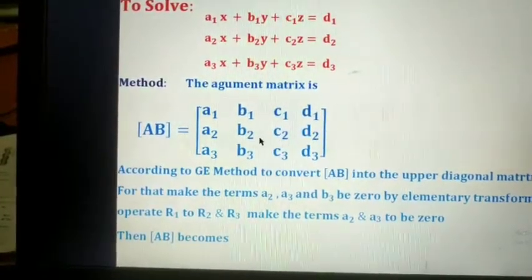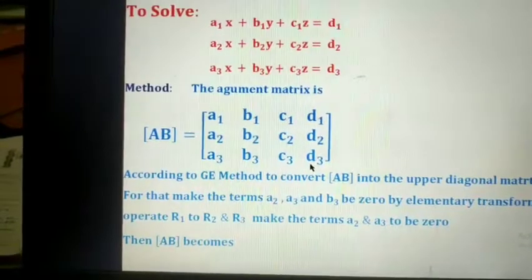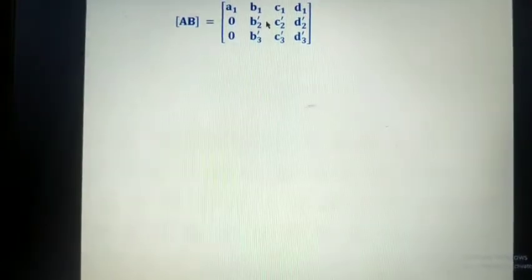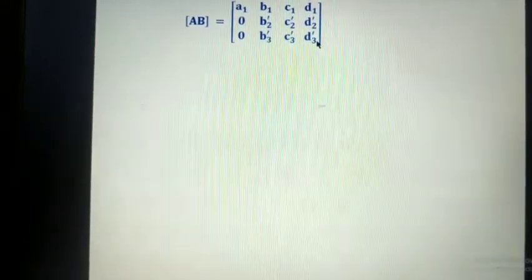That means B2 changes, C2 changes, D2 changes. Similarly, B3, C3, D3 change. These changes can be written in the matrix AB. The AB becomes A1, B1, C1, D1, which remains the same. A2 is 0, A3 is 0. B2 becomes B2 dash, C2 becomes C2 dash, D2 becomes D2 dash. Similarly, B3, C3, D3 change to B3 dash, C3 dash, D3 dash.